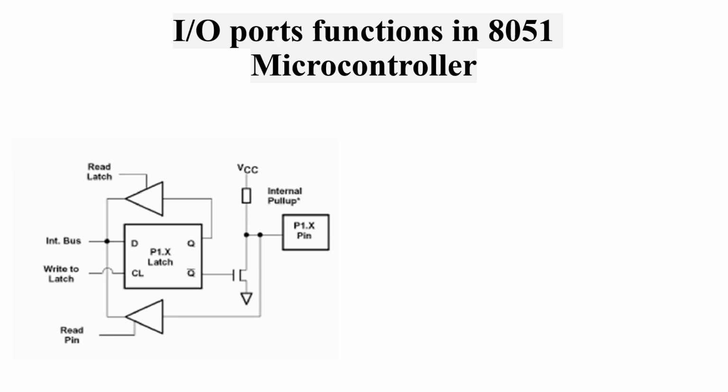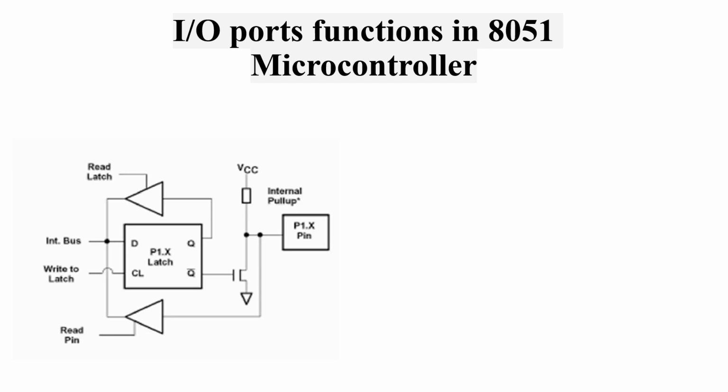So moving on to the specific functions of each port. This is the description of port 1. Sorry, it is not port 0, it is port 1. You can see P1.X. You have an external pull-up VCC connected across the port, and you have a latch to enable either switch on or switch off logic 0 or logic 1. So you are writing a latch, and then you are reading the pin and reading the latch.